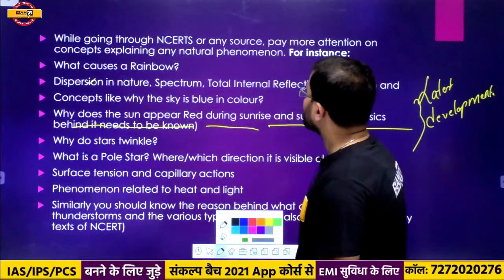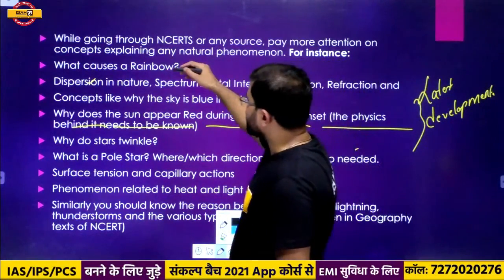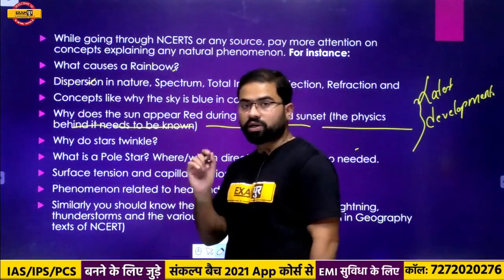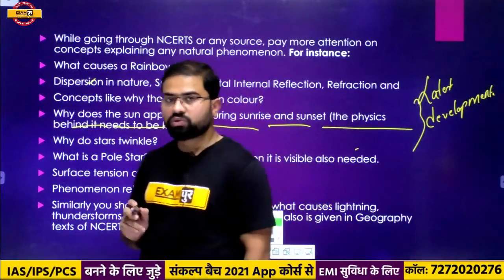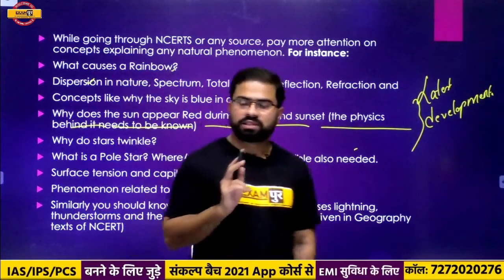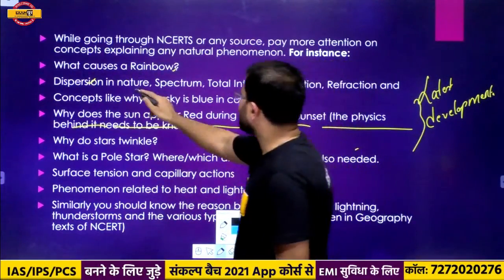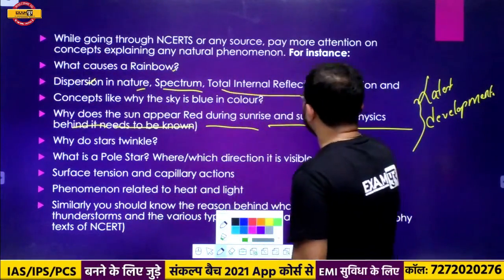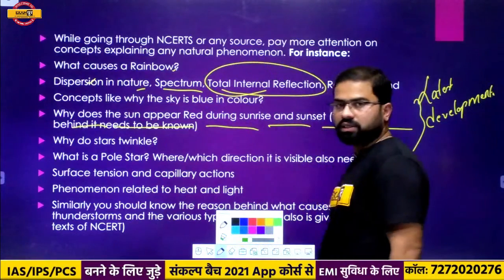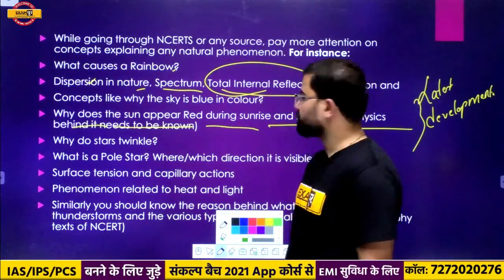जैसे मान के चलिए, what causes a rainbow? They have not asked what a rainbow is. They wanted to know what are the factors responsible for the formation of a rainbow. ठीक है, dispersion in nature, a spectrum, total internal reflection. What is total internal reflection?